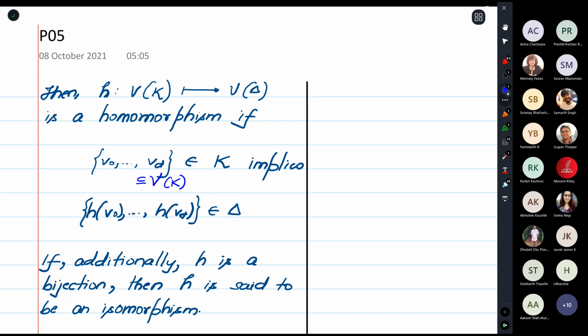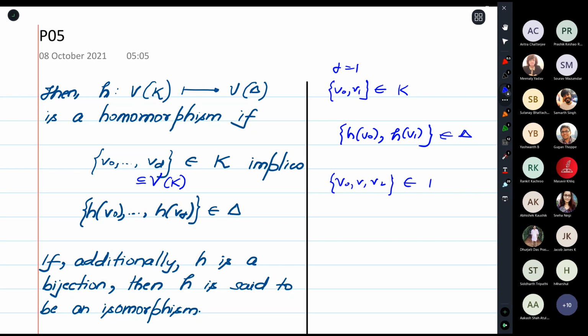Like, let's say d is 1, so let's say V0, V1. If it's an edge in K, then we require that wherever V0 and V1 are mapped, that is H of V0 and H of V1, that should also be an edge in delta. Similarly, if you have V0, V1, V2 forming a triangle in K, then we also require that H of V0, H of V1 and H of V2 form a triangle in delta.